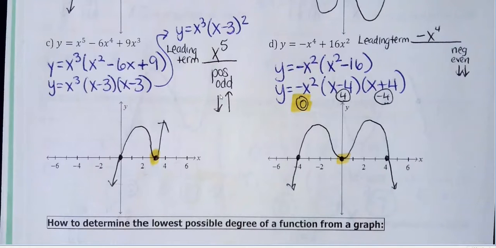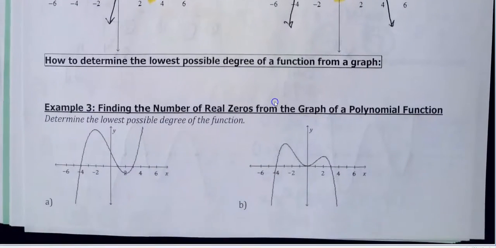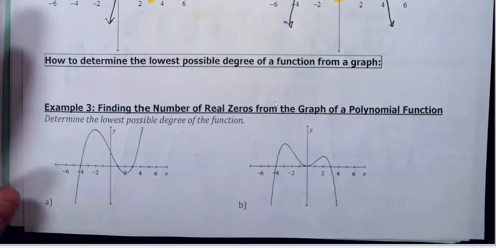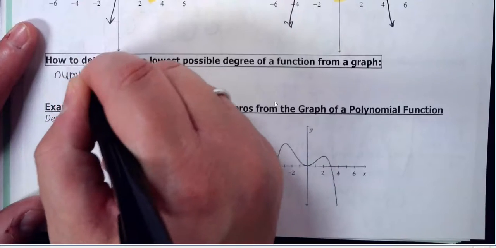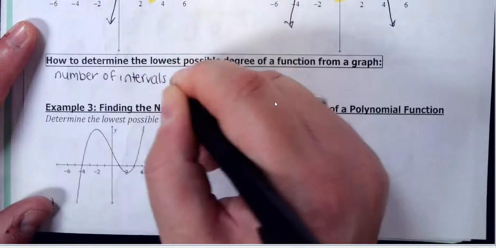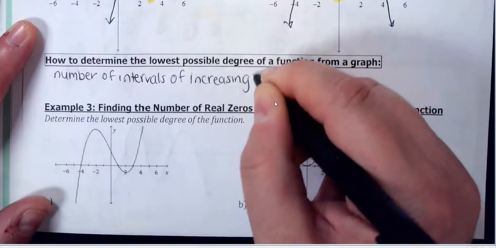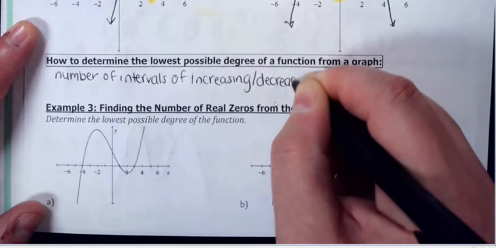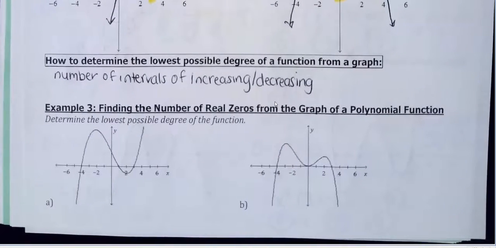Okay, we still got a little bit of time, don't worry. The rest of this is really fast. Okay, so there's going to be some questions that will actually just give you a graph and say what's the lowest possible degree. Easiest way I can tell you to do this is I'm going to write number of intervals of increasing or decreasing. We have not done this in a minute. We did this with parabolas back in Unit 3. We're actually going to do this with polynomials tomorrow.